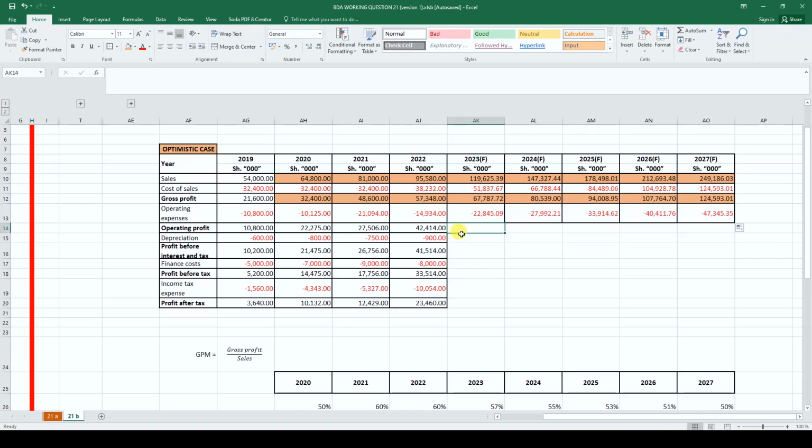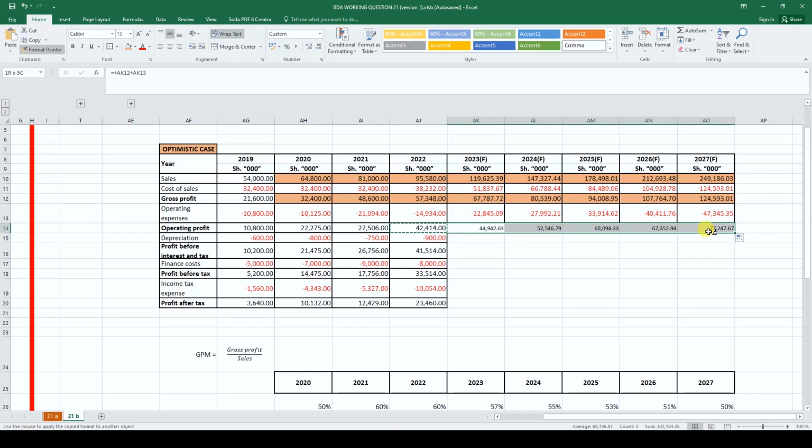How about operating profit? Plus that value plus that value should give us 44 there. Just drag it like that. It gives us the same, consistent answers. Format painter.